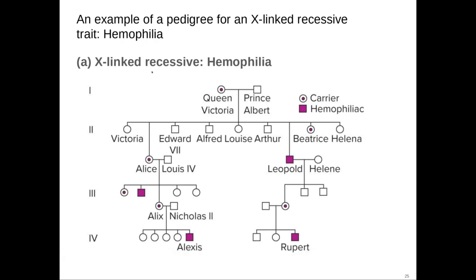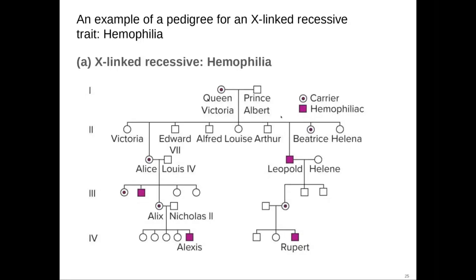Now, we can look at this. We start with Queen Victoria. She married Prince Albert. She was a carrier, and Prince Albert was completely normal. And then you can see their entire set of children, from Victoria to Helena here. There was one carrier, Beatrice here. So, none of their kids were affected.